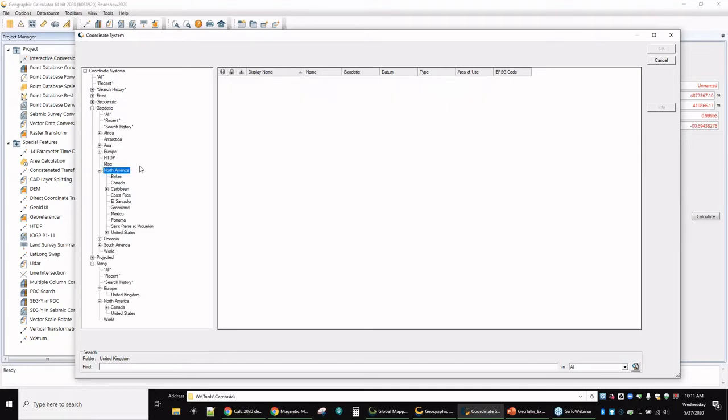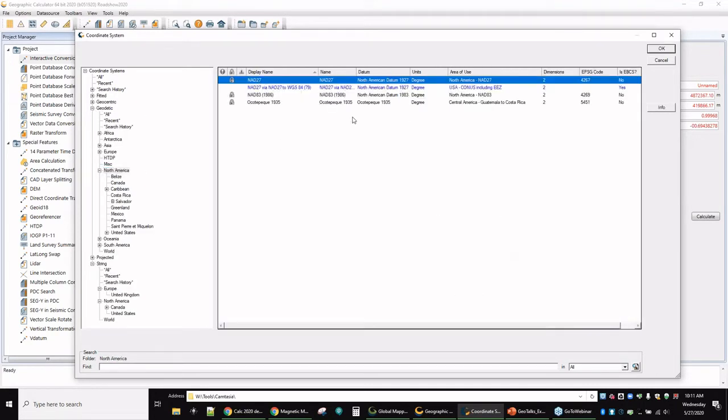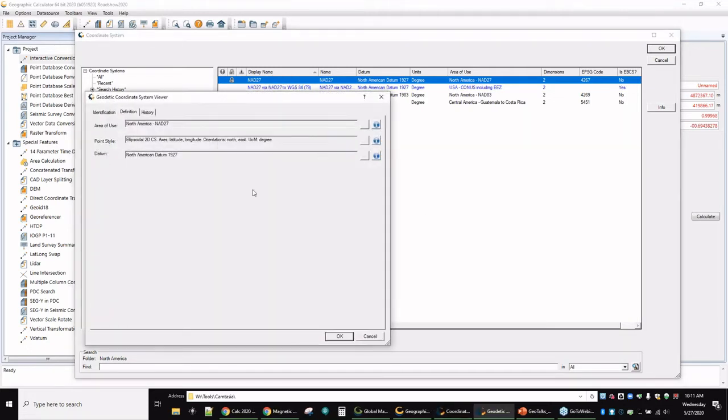So for our NAD 27 example that we're looking at here, we can pop that open and view its information. All of the coordinate system parameters are fully exposed in the Geographic Calculator.